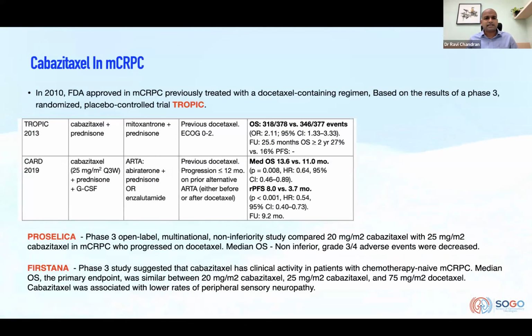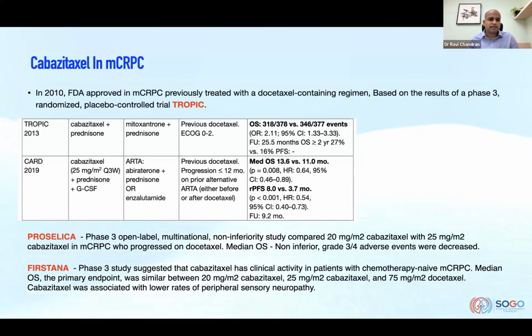Next, coming to cabazitaxel. In 2010, the FDA approved cabazitaxel in the metastatic CRPC setting, especially in those previously treated with docetaxel. It was based on a phase 3 trial, that is TROPIC, wherein cabazitaxel was compared against mitoxantrone with prednisolone. And here we can see OS at more than 2 years was 27% compared to 16%.